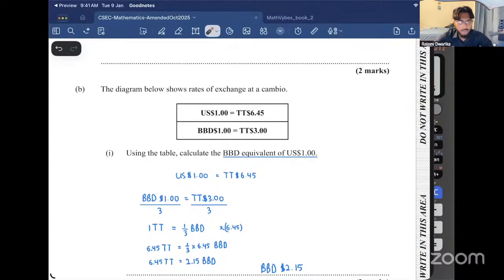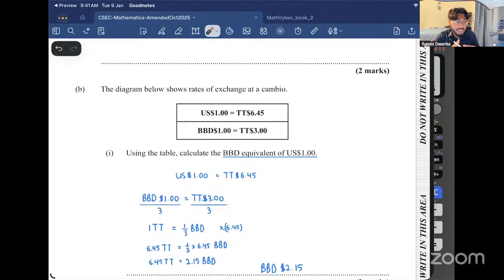That's what they want me to figure out. So I'll put down the information. 1 US dollar is equal to how much TT dollars? $6.45. And so you're probably saying, why do we need the information? Well, we need to work the question. The other piece of information is 1 BBD is equal to 3 TT dollars. Yeah? Yes, sir.